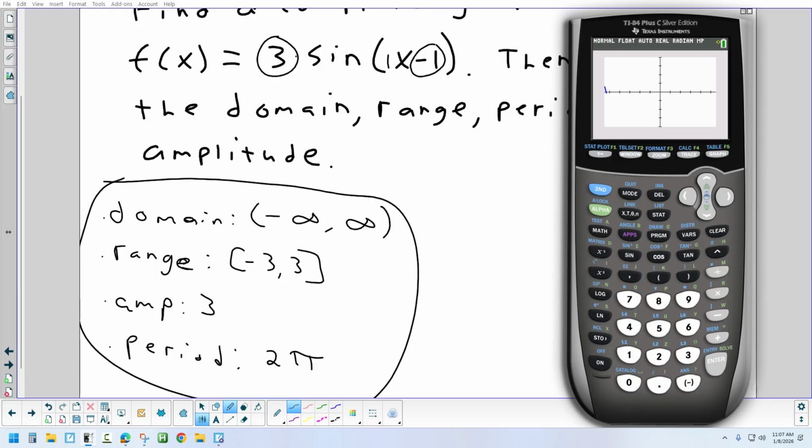Will there be other trig functions on the test or just sine? Possibly, I'm not sure. I'll let you know within the next 60 minutes.